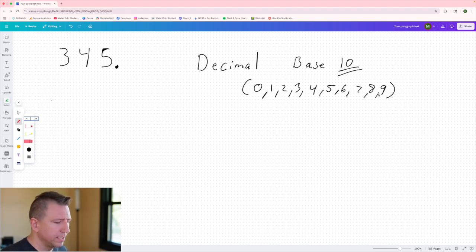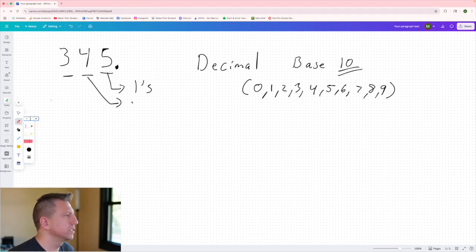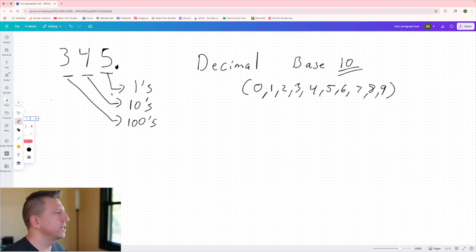And so when we are looking at a number like this, we've learned the idea of place value. We put a place value with respect to this decimal point. And so we have 3, 4, and 5. We've learned that this is the ones place, this here is the tens place, and this here is the hundreds place. I remember learning that. So this is 3 hundreds, 4 tens, and 5 ones. That's 345.